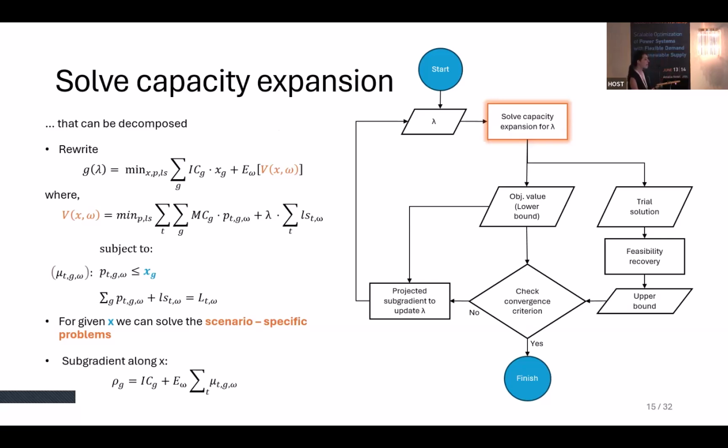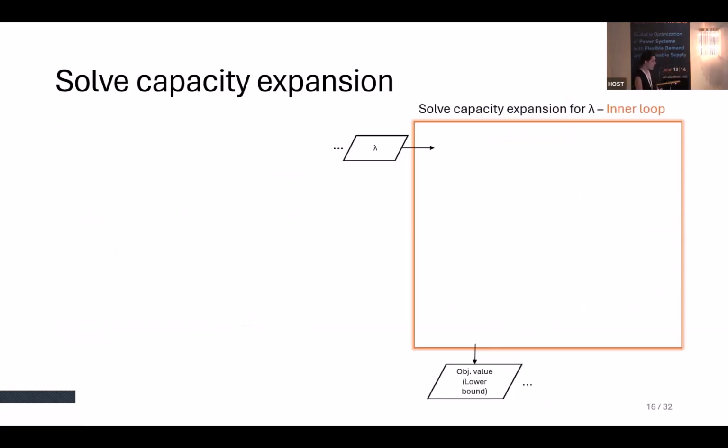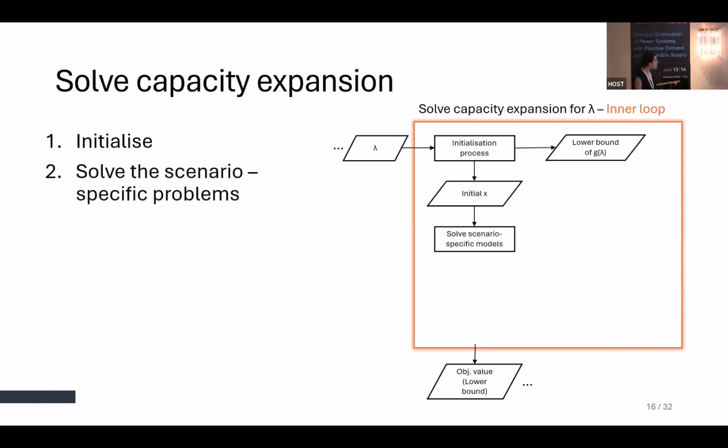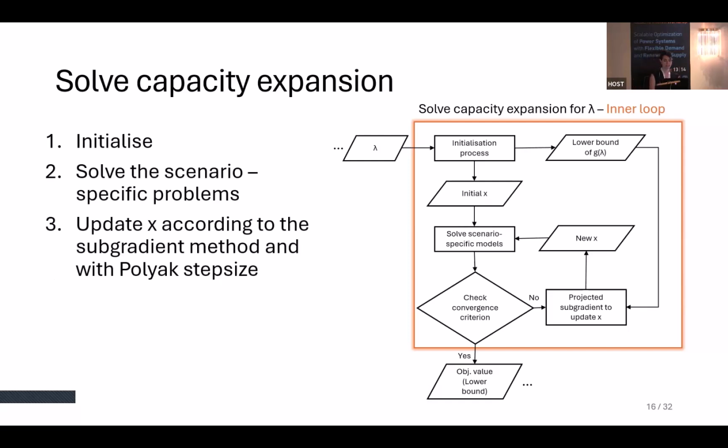So we basically have a subgradient method within a subgradient method. We have a loop within a loop. Let's see what this inner loop looks like, just to have the algorithm complete. First of all, we need to initialize. We have to have an initial x to start. I'm going to explain the initialization process that we use. We also require a lower bound, in the same way as before we needed an upper bound. We solve the scenario-specific problems, update x, and proceed.